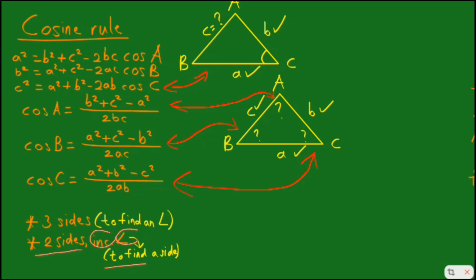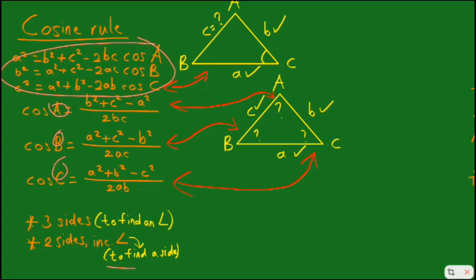You use these formulae when you're looking for an angle. You use these formulae when you're looking for a side. Now let's take a look at an example of 3 sides. The example of 3 sides where we have to find an angle is this example right here.